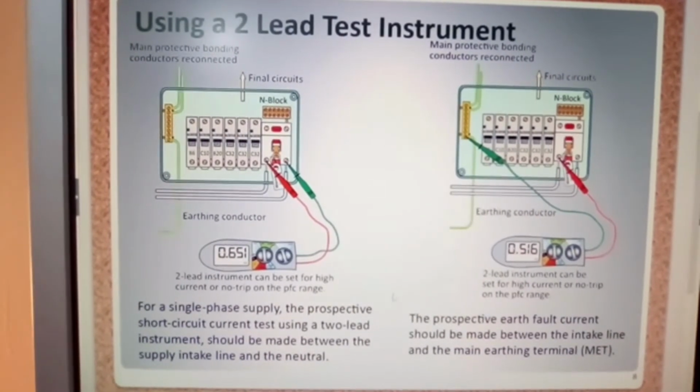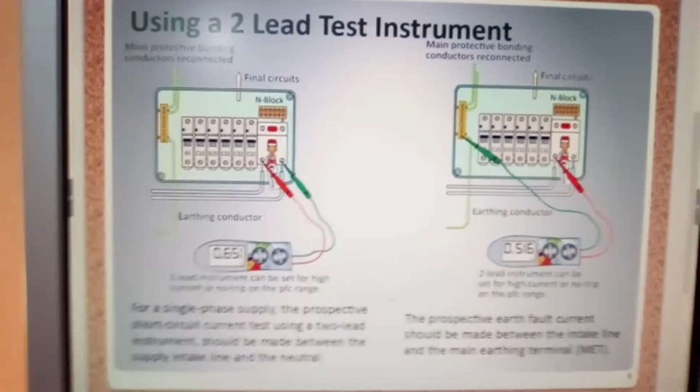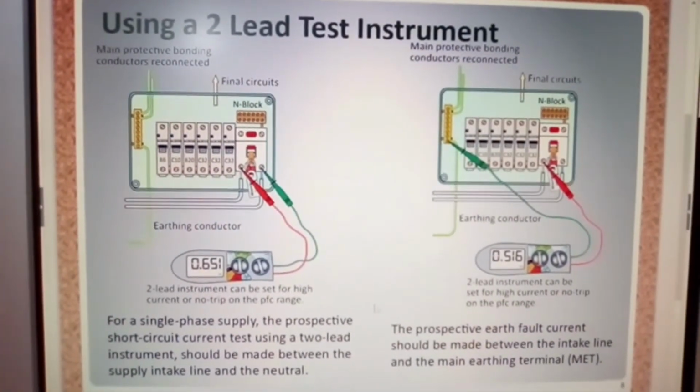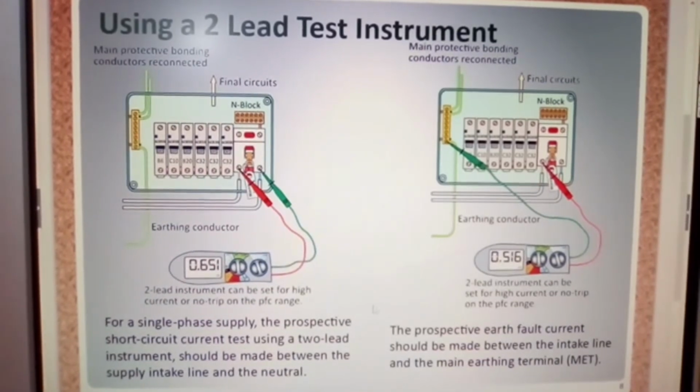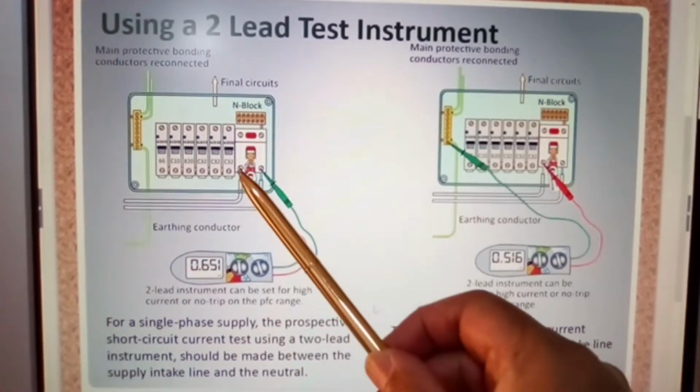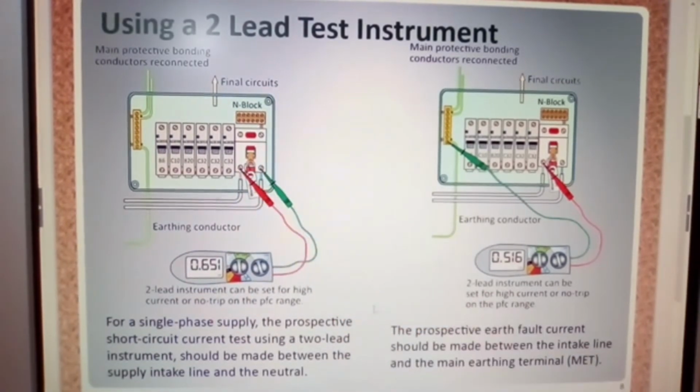Now here we are looking at using a 2-lead test instrument. Now I'm not going to go through this. You would have done this in the lab or in your workshop. So this is something now for you to do. And all this is showing you here is how the terminals are applied in each case, okay?